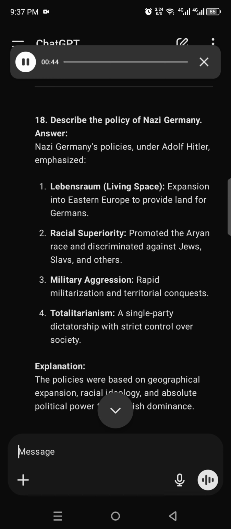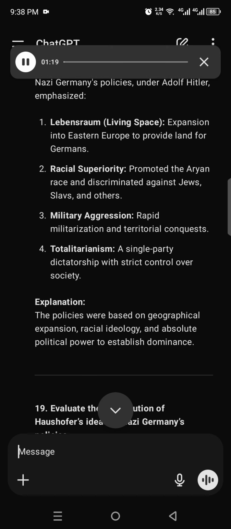19. Evaluate the contribution of Haushofer's ideas to Nazi Germany's policies. Answer. Karl Haushofer, a political geographer, influenced Nazi policies through his 1. Geopolitics. Advocated territorial expansion for survival and power. 2. Lebensraum concept. Emphasized acquiring new territories for resources. 3. Focus on strategic alliances. Suggested partnerships to achieve global dominance. Explanation. His theories supported Hitler's expansionist goals, but critics argue his ideas were misinterpreted or overstated to justify aggression.